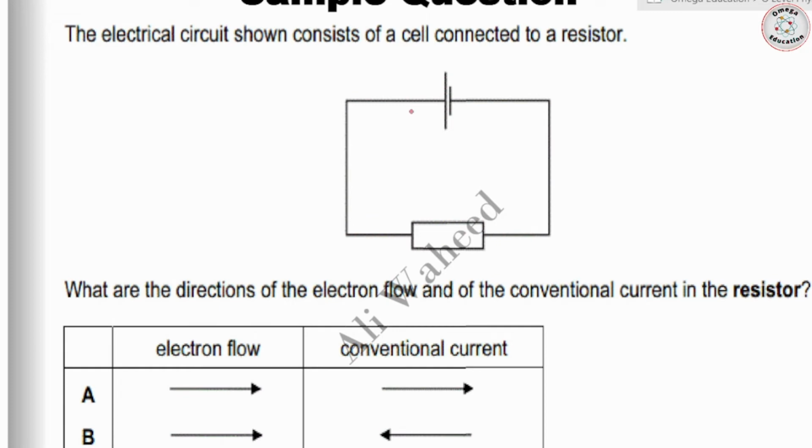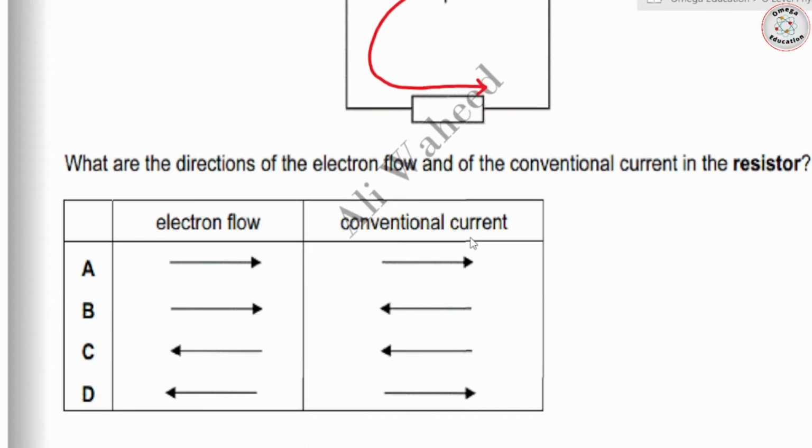Now, the terminals are not marked, but like I said, the longer one represents positive and the shorter one represents negative. If I try to move from the positive towards the negative, then I'll be following this path. And from the resistor, my path will look something like this, which is counterclockwise in this case. So that would be the direction of conventional current, and through the resistor it would be towards the right side. So I'm going to discard option B and option C because these two options show that the direction of conventional current is to the left side, which is not the case.